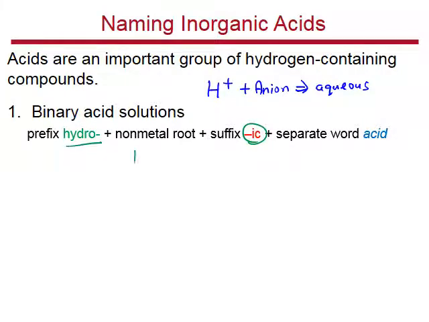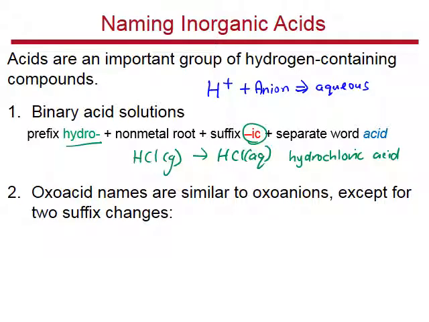For instance, if you have a gaseous HCl that dissolves in water to form an aqueous solution of HCl, this aqueous solution is called hydrochloric acid.